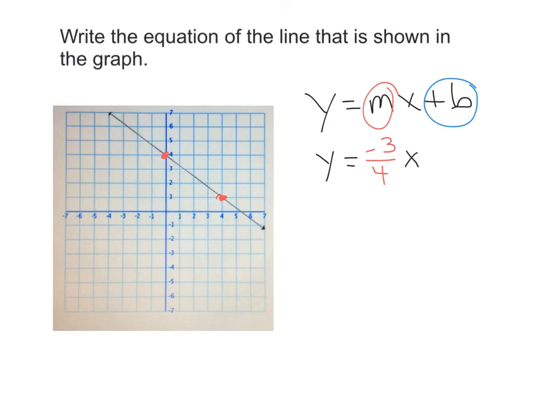Then we put x, and then plus b is our y-intercept, right? Our y-axis is this one right here, so we want to know where the line is crossing the y-axis. It's crossing the y-axis at the point we already put a red dot on, which is 4. So we can put plus 4 for our y-intercept. And that one is done.